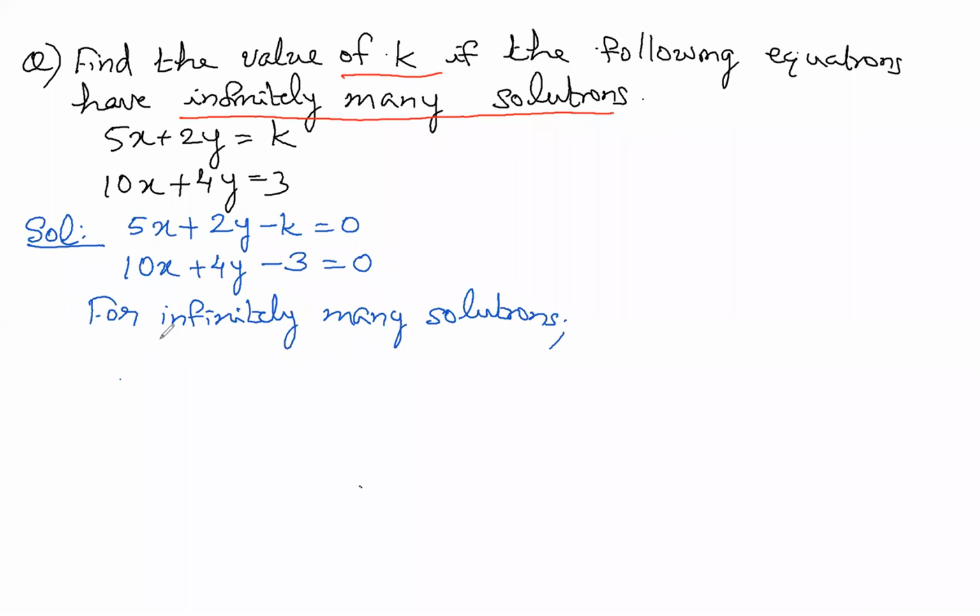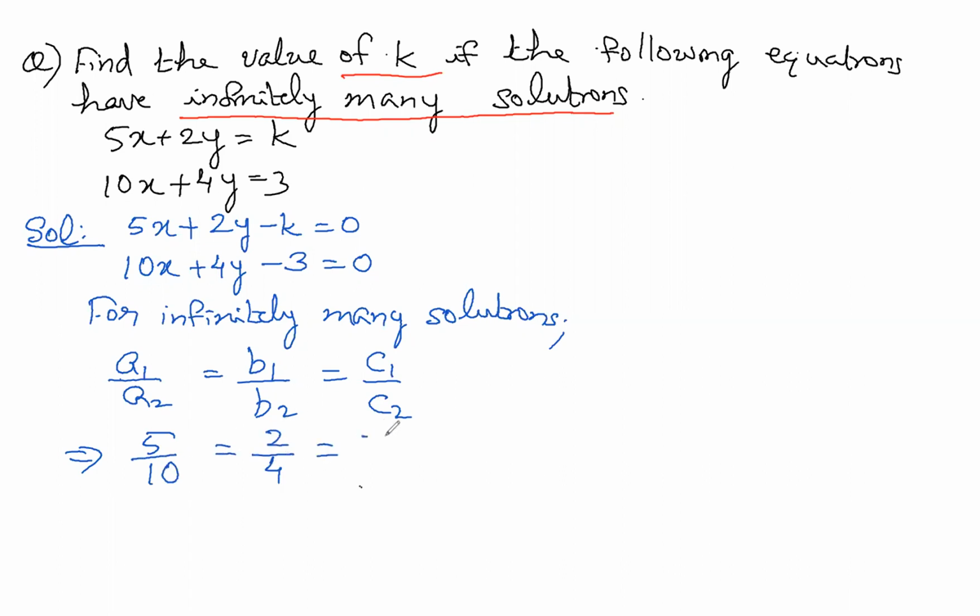A1 by A2 is equal to B1 by B2 is equal to C1 by C2. Okay. So you should remember this condition. These are 100% sure types of questions in the examination. And then we will substitute. A1 by A2 means it is 5 upon 10, equal to 2 upon 4, equal to minus k upon minus 3.